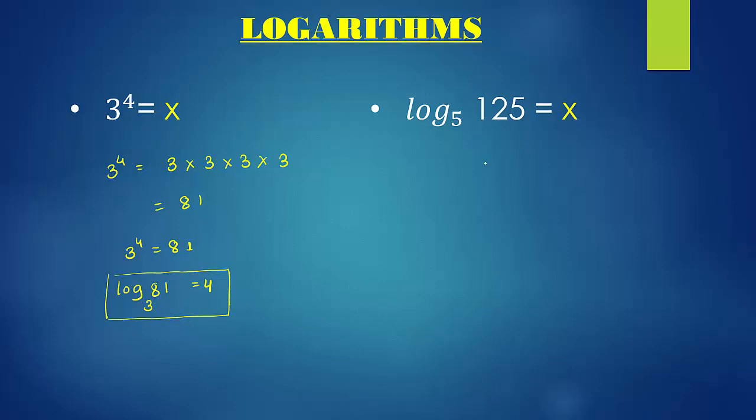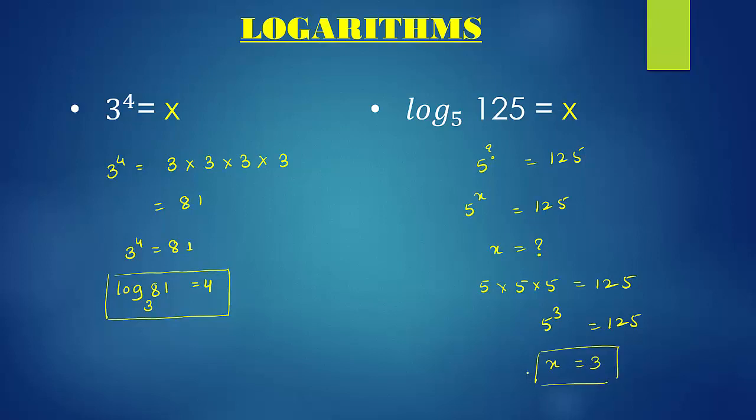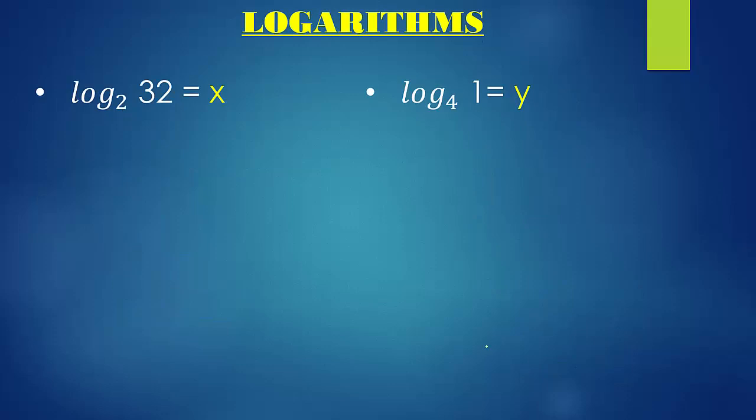Now come to the second example. Similarly, you can do it here. Log of 125 to the base 5 is equal to x, or that means 5 raised to what gives 125. That means 5 raised to x equal to 125. We have to find the value of x. What we can do here? 5 into 5 into 5 gives 125. That means 5 raised to 3 equal to 125. So then what is the value of x? x is equal to 3. Right?